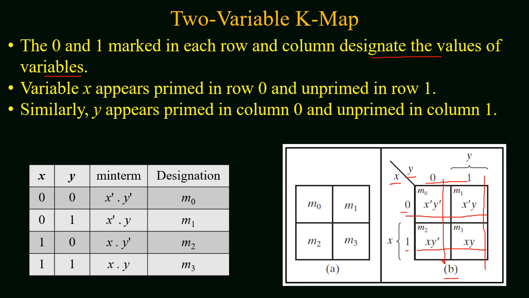because we are making minterms. Now at the intersection of row and column, we have squares which form the corresponding minterms. Like for x=0 and y=0, we have a minterm of x prime y prime, which is m0. Then we have x prime y, which corresponds to minterm m1. Then in the second row we have x y prime, which corresponds to x having a value of 1 and y having a value of 0, corresponding to minterm m2. And in the last we have x dot y, which represents minterm m3.